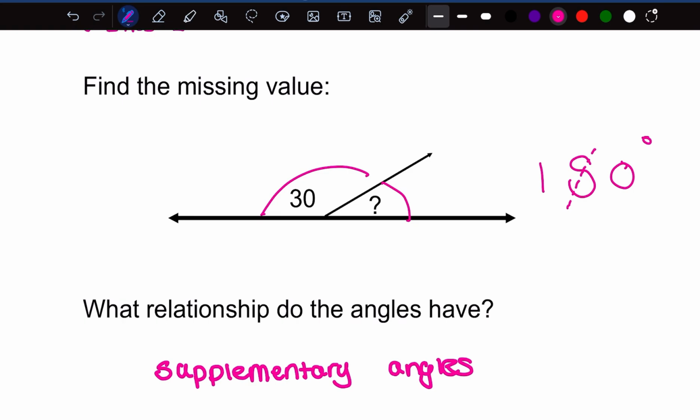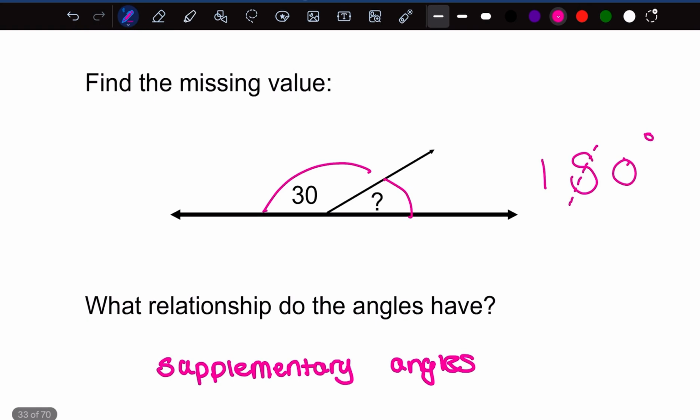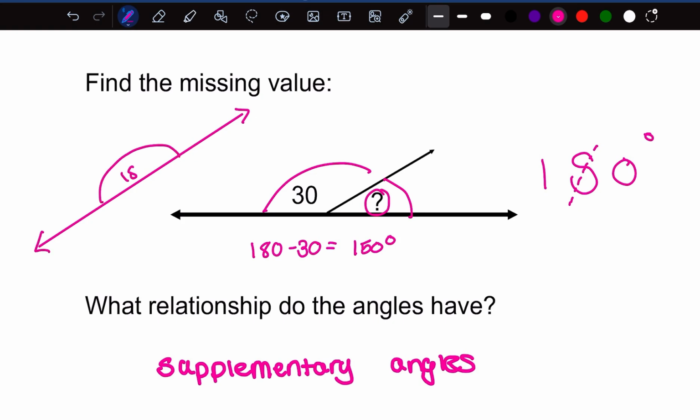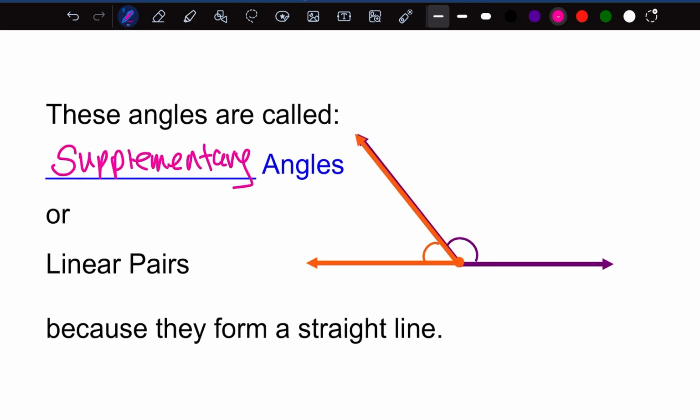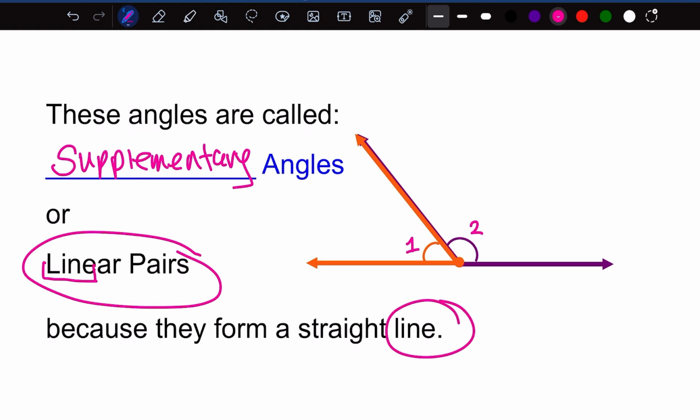So if you were to figure out what this missing angle would be, it would be 180 minus 30, which gives us 150 degrees. Why is it 180 degrees? Because when we're dealing with a straight line, there is 180 degrees in every straight line. So again, these are supplementary angles. So angle 1 and 2 are supplementary because they are linear pairs. The word line is in linear because they form a line.